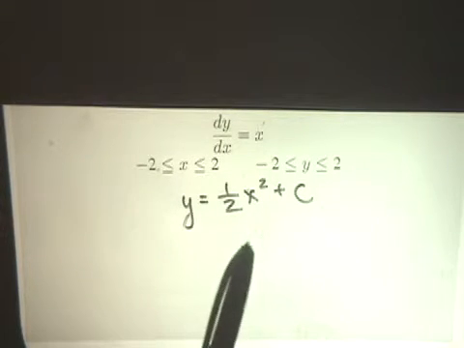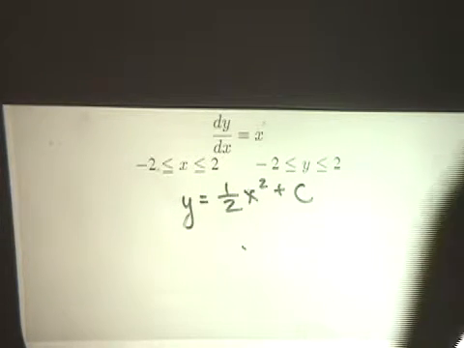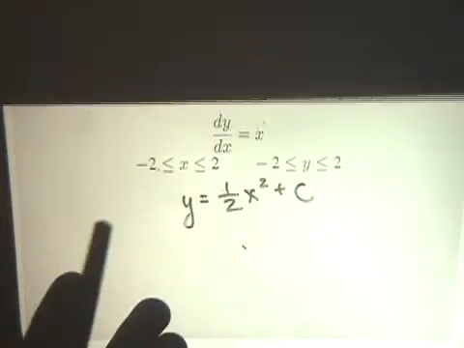In other words, the graphs of solutions to this are parabolas that open upward, and in fact have a vertex that's going to be on the y-axis. The minimum is going to occur at x equals 0. If we graph the slope field with a computer, it ends up looking like this.